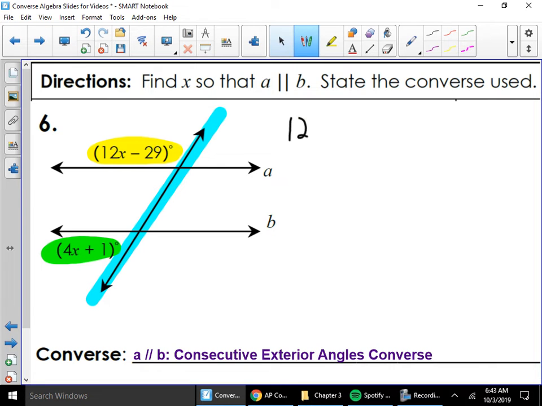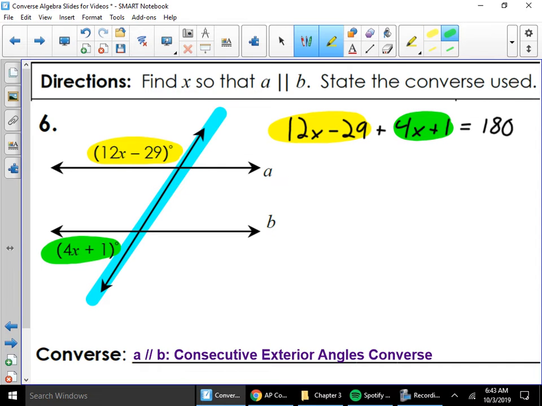Recall, supplementary is when you add them together and they equal 180. So adding in a bit of highlighter there, 12x minus 29, that's my yellow angle. 4x plus 1 is my green angle. That 180 is coming from the definition of supplementary. So we did an example of this already back in number 3.